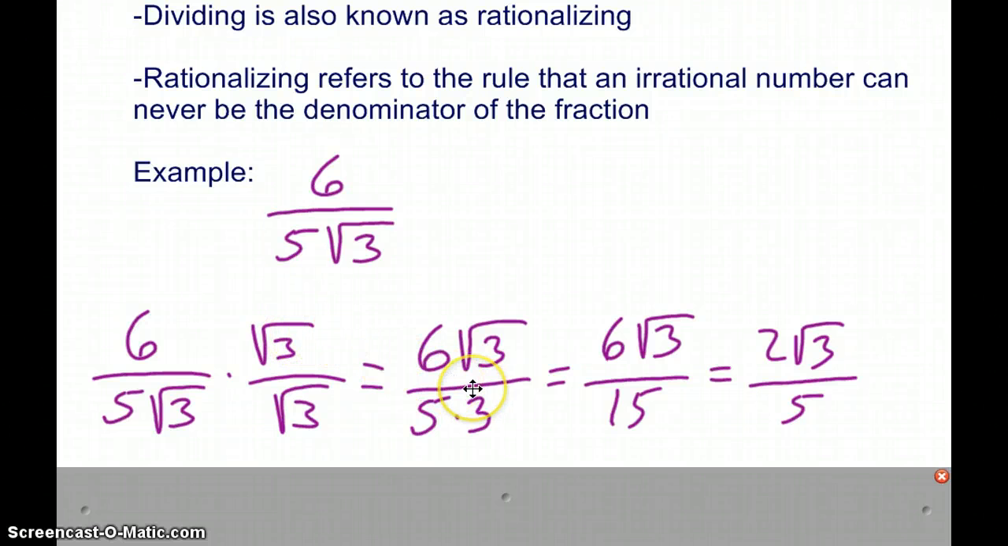And so we have a little bit of simplifying to do, because when I see my bottom, I have 5 times 3. They're both outside of the radical, so I can multiply those together, which gives me 6 radical 3 over 15.